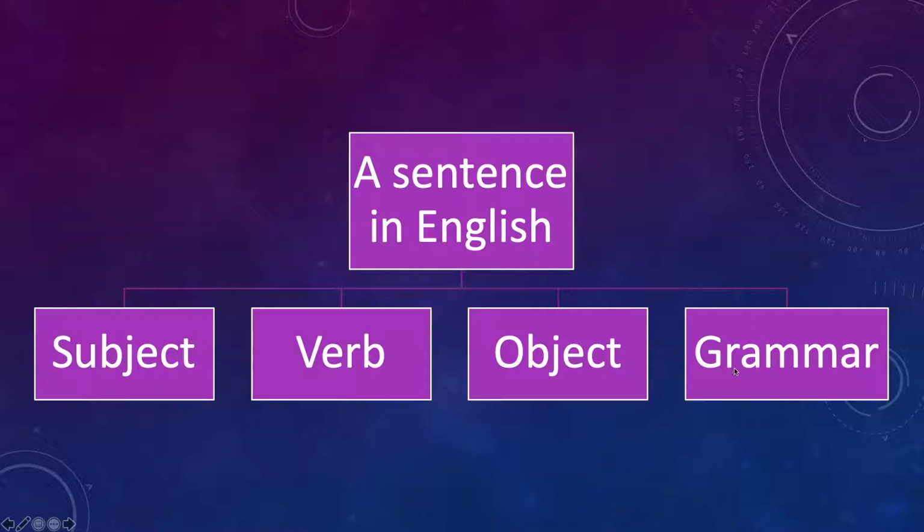Then there is grammar. What is grammar? Grammar is basically writing this sentence in the correct way. I can't say that I eating the apple. That's not right grammar. Alright, let us relate this with Python.